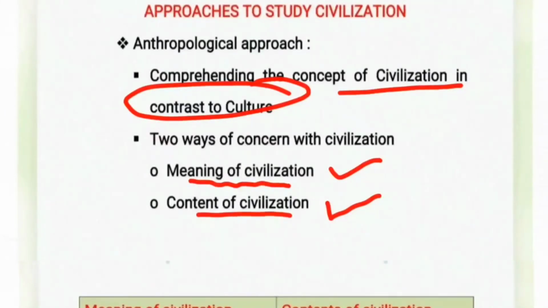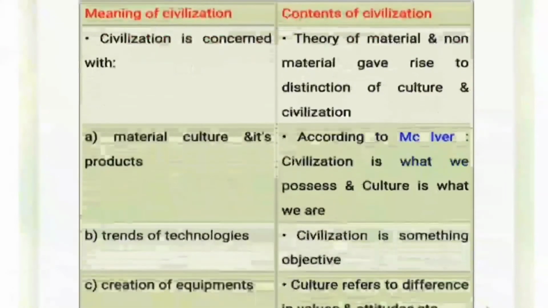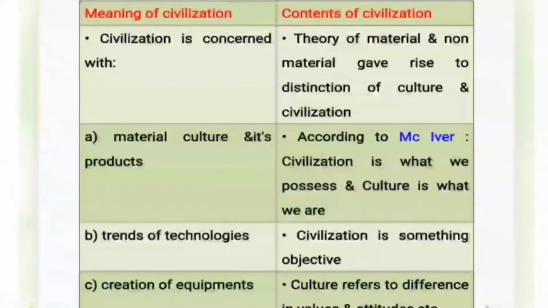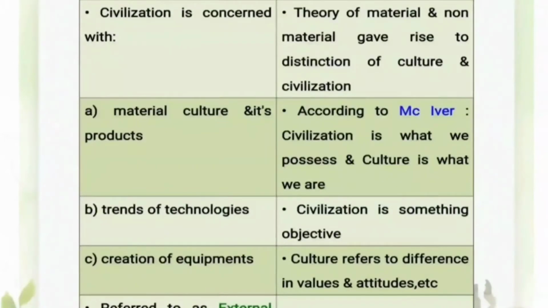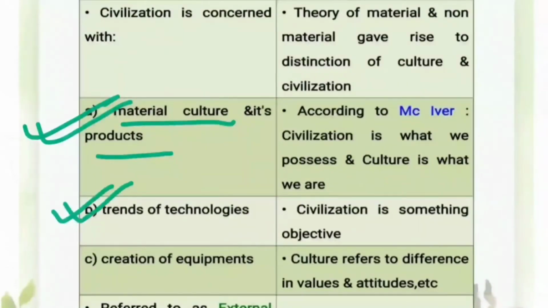Moving forward, the meaning of civilization. Civilization is concerned with three different things. If we have to see now what is its meaning. So this is material culture and its product. What is its materialistic culture? We have already given some examples, and what are its products. Then what are the different trends in the technology? So this is also, like we discussed earlier, the quantification of achievement, that's the trend in technology. And then the creation of the different equipment like weaponry and all, this is also material achievement.